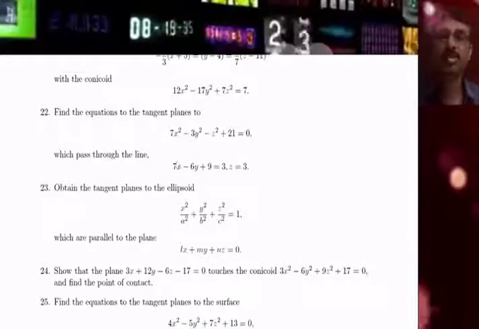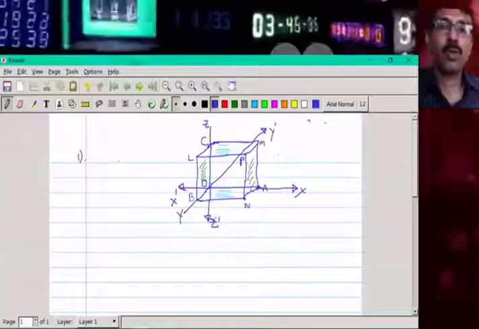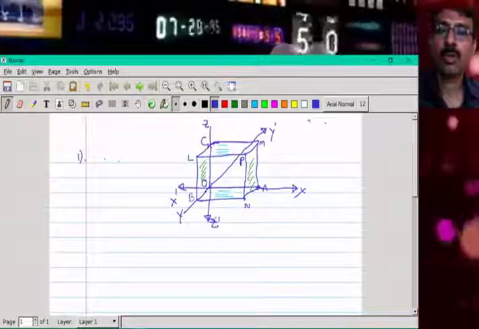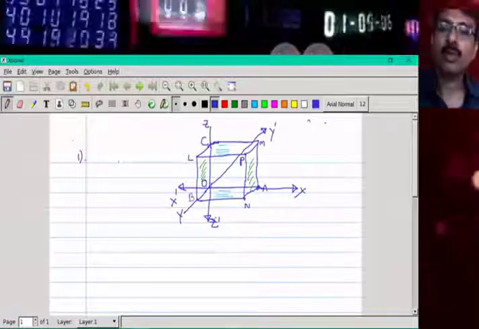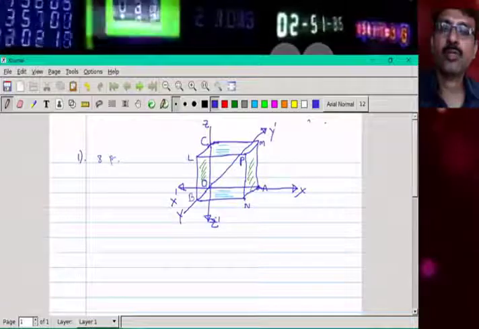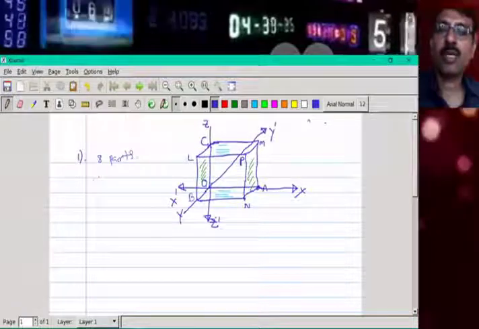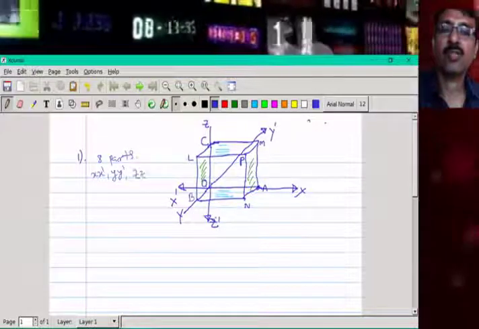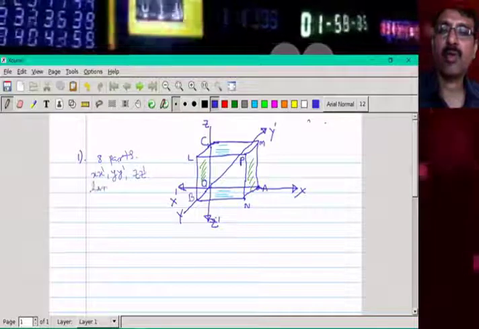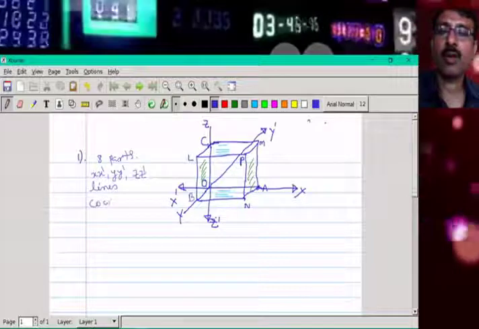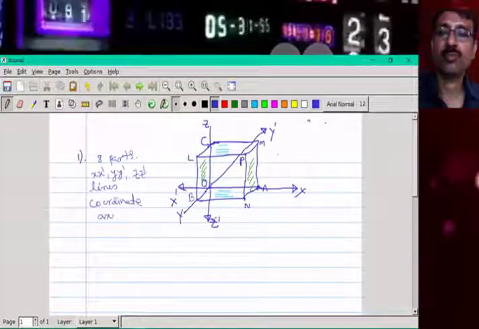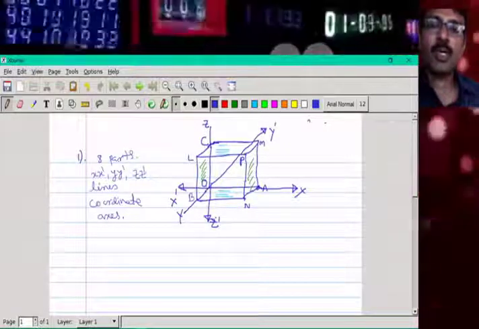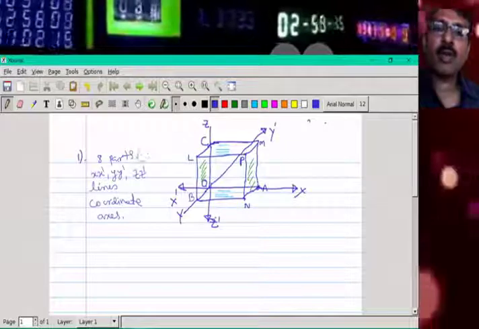This is the brief introduction of the syllabus. Now, how can we divide the entire space into 8 parts? The parts are formed by the mutually perpendicular lines x dash, y dash, z dash. These are called coordinate axes. The entire space is divided into 8 parts, also called octants.